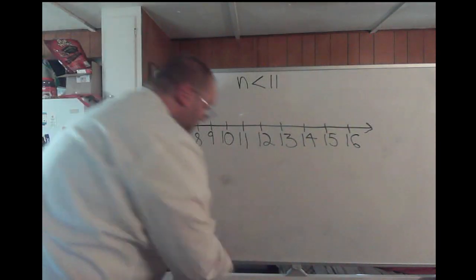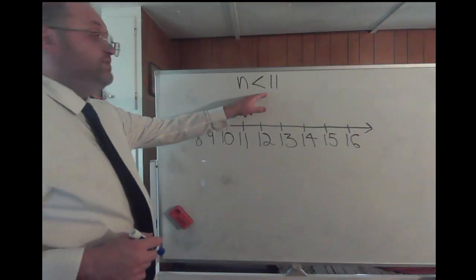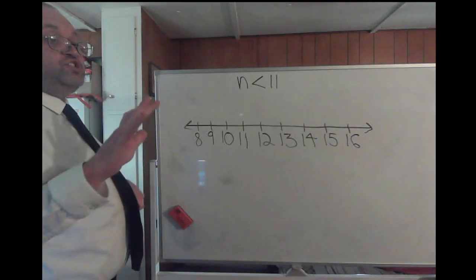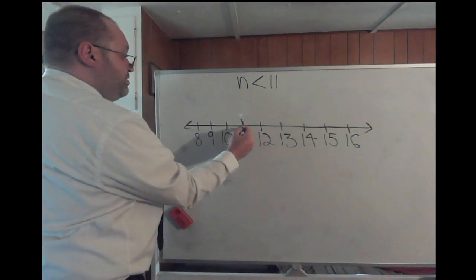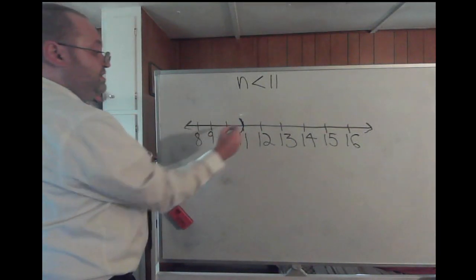Alright, so this time we have just n being less than 11. It does not include 11. It's not equal to 11. It's just simply less than 11. Since it's just less than, you'll put a parenthesis. You'll make the open part of the parenthesis facing towards every number that's less than 11.